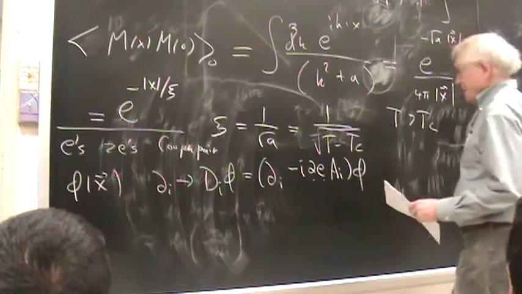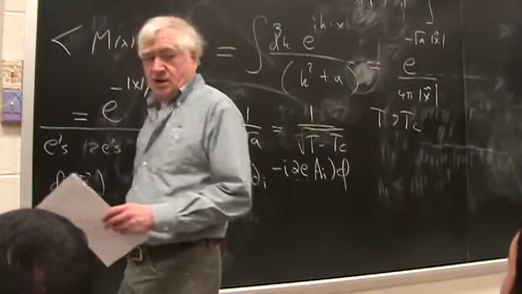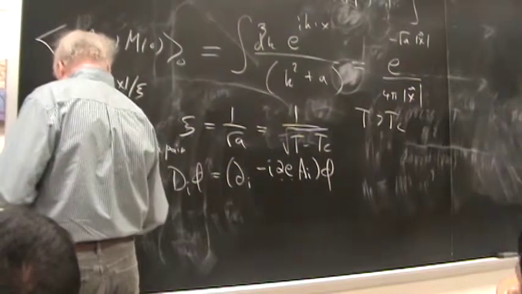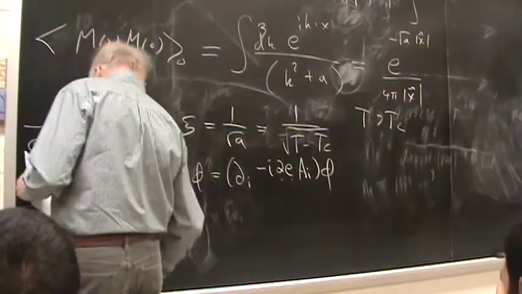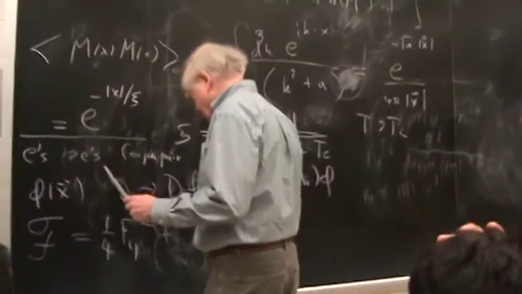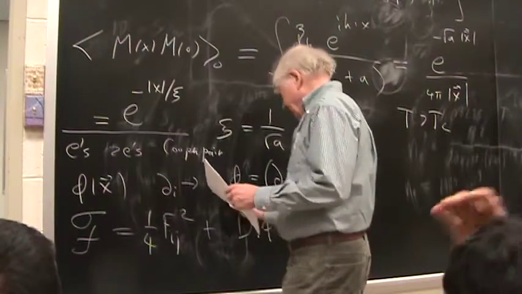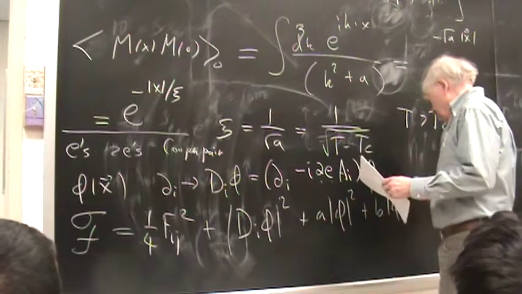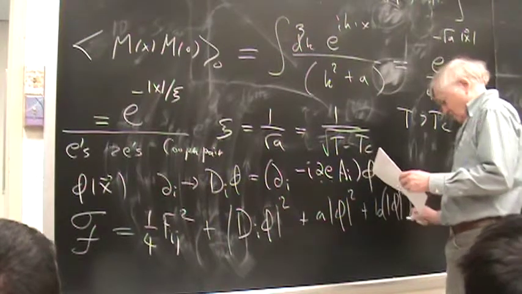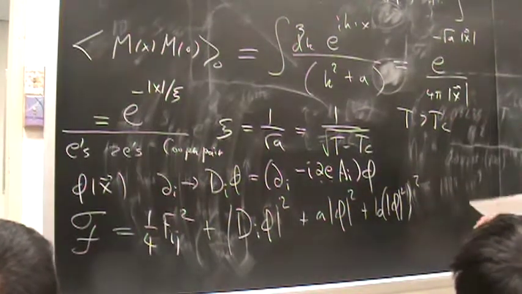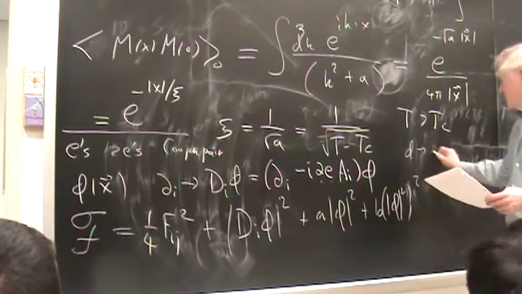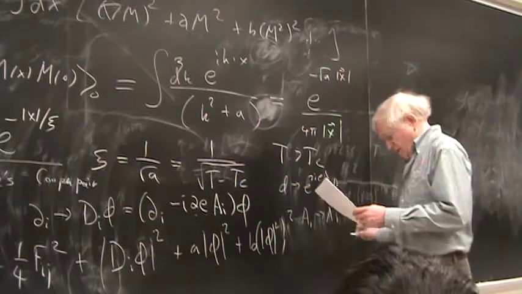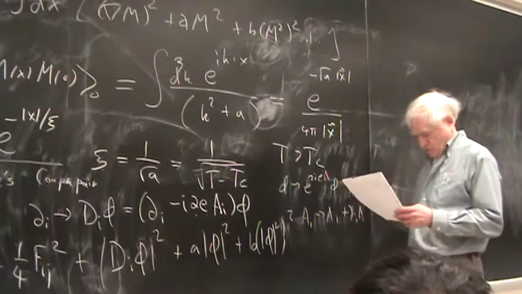So what's our free energy? Well, we take the simplest possible free energy. And it's the same Proca gauge field? You got it. So the free energy is a quarter F_ij squared, and we're just doing things spatial, that's the magnetic field, plus |D_i phi| squared, grad phi in other words, plus a |phi| squared plus b |phi| to the fourth. All right, so this is invariant under U(1) gauge transformations, where phi goes to e to the 2i e lambda phi, and A_i goes to A_i plus d_i lambda. So that's what we're talking about.